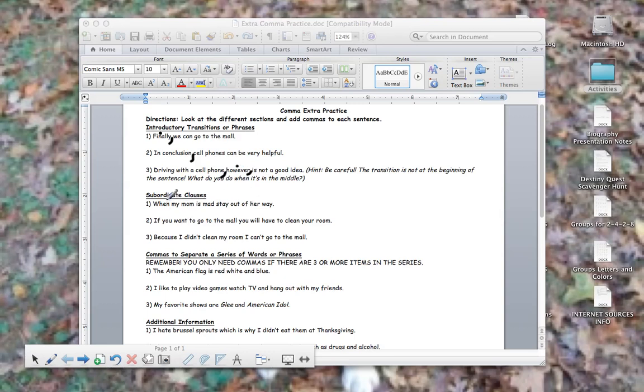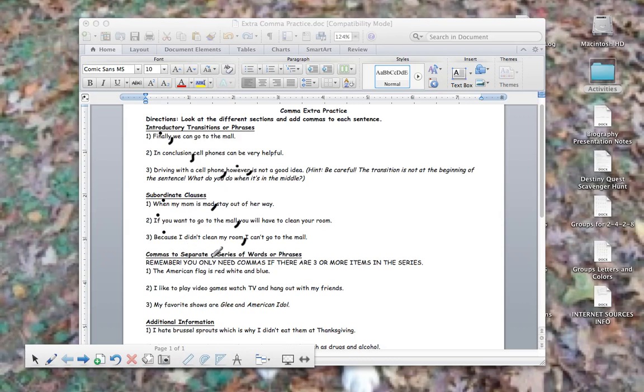Let's look at subordinate clauses. Subordinate clauses like when, if, because. If you have a sentence that starts with a word like this, you're going to have a comma in the middle. When my mom is mad, stay out of her way. So the pause is right after mad. If you want to go to the mall, you will have to clean your room. After mall. Because I didn't clean my room, comma, I can't go to the mall. So there are transitions for subordinate clauses.